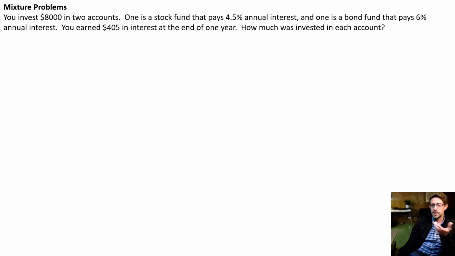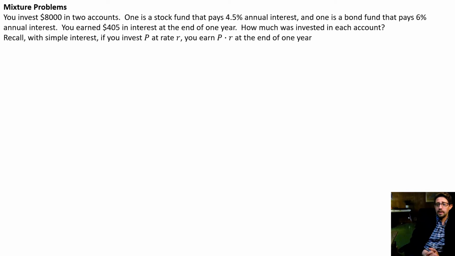So let's say I invested the whole thing in the bond fund. How much money would I get? I would get 6% of $8,000. Okay, so that's literally all you do. At the end of 1 year, there's no compound time period or whatever involved. If you invest P, remember we use P for the principal, dollars at rate R, you literally just do the investment times the rate.